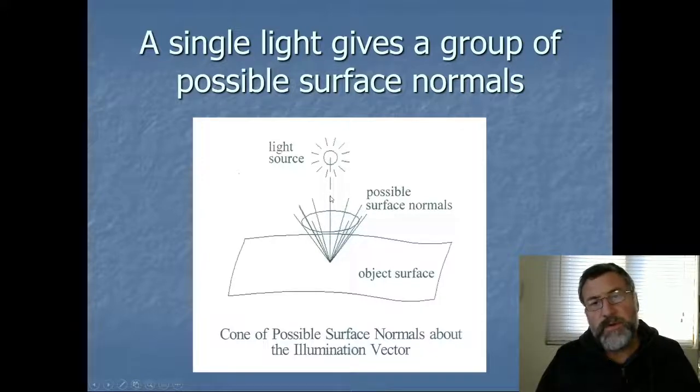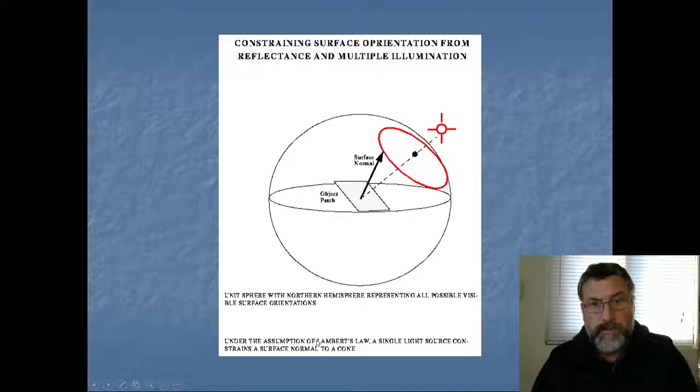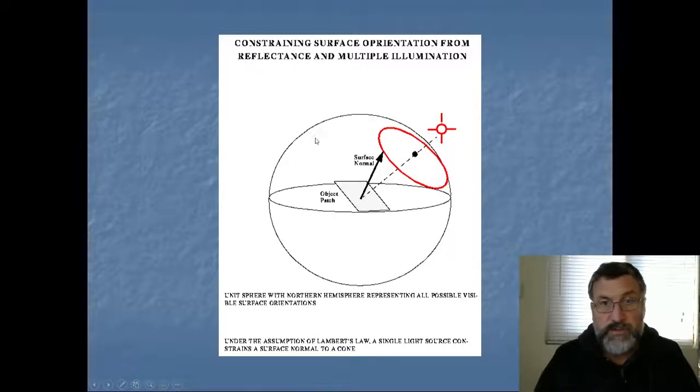And this could be viewed in this way, kind of schematic. Here we've got a light source. These are all the angles that would give you the same apparent brightness due to orientation at this point. So in other words, a cone of possible surface normals about the illumination vector. That's another way of showing the same thing. We've got here a sphere. There's the illumination, there's the surface normal, and these are all the possible orientations of the surface normal vector. Under the assumption of Lambert's law, a single light source constrains the surface normal to a cone, if you like.